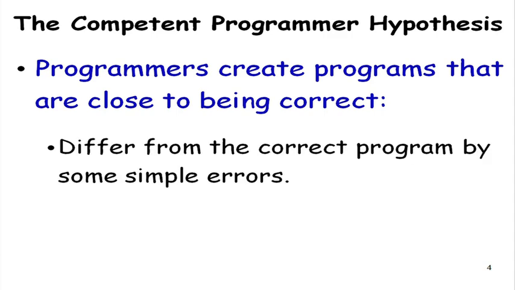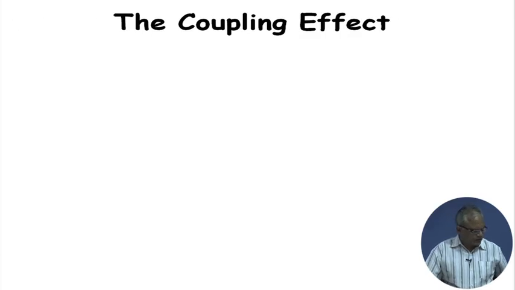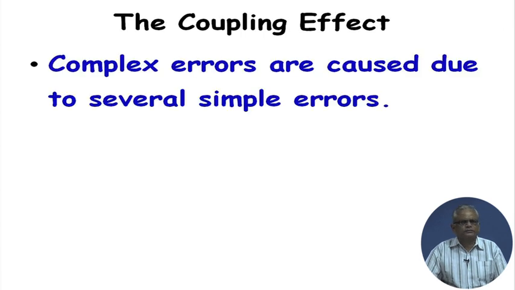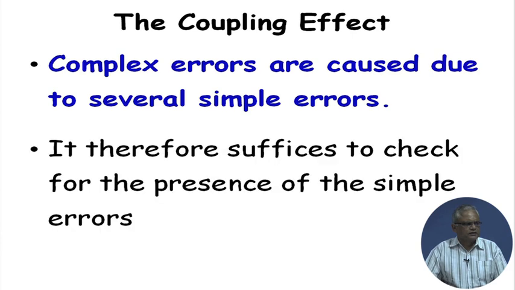The competent programmer hypothesis, as we said, is that the programs are close to correct and they differ from the correct program by some simple errors. The coupling effect, on the other hand, as we said, is that all complex errors are caused due to several simple errors, and therefore, if we check for simple errors, that should be enough to check for the complex errors as well. We need not introduce very complex errors into the program. Our simple errors which we introduce should be good enough to catch even the complex errors that a programmer can commit.